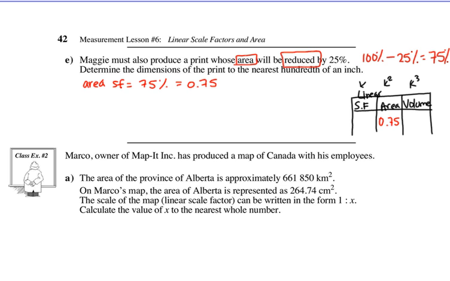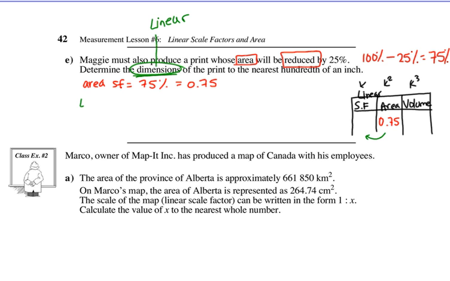Whenever you hear the dimensions, you should be thinking we're dealing with a linear measurement. I need my linear scale factor. Dimensions are always linear. So how do we go backwards? We know to get to area, we'd have to square our linear measurement. If we have our area scale factor, then we need to square root it.